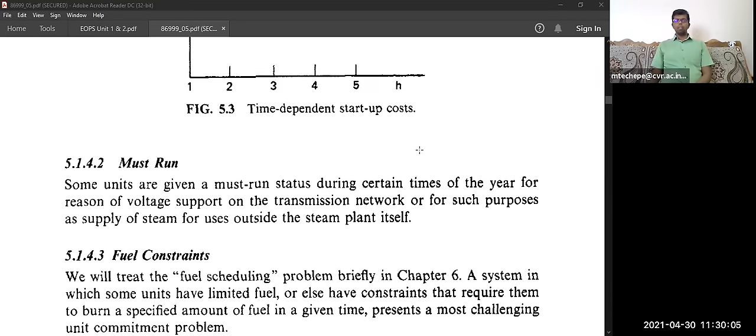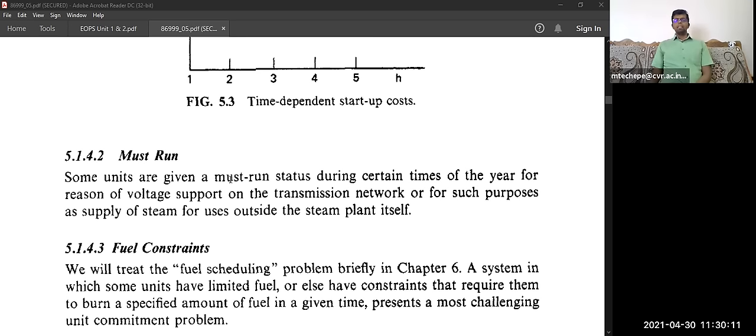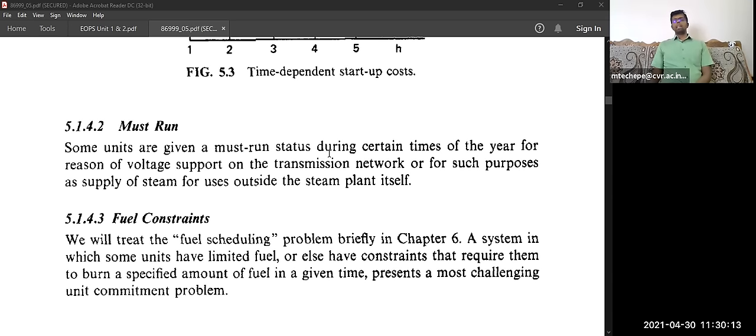So if you take, there are some must run generating units. Some units are given must run status during certain times of a year for a reason, such as voltage support on the transmission network, or for purposes such as a supply of steam for use outside the steam power plant itself. So some units are given a must run status.